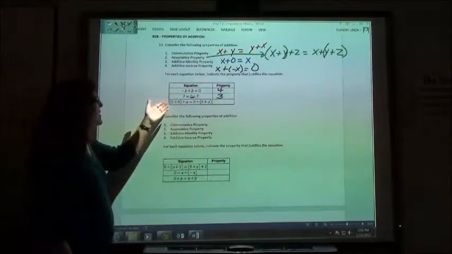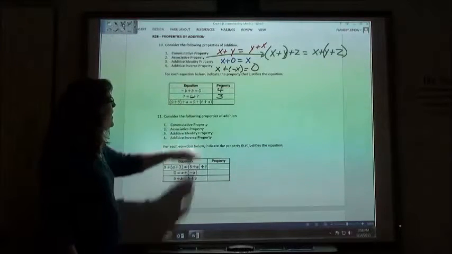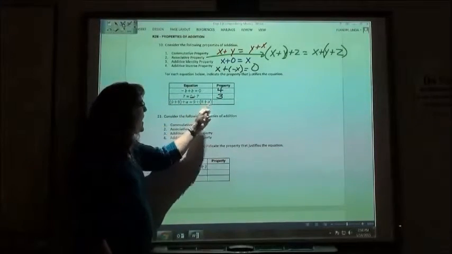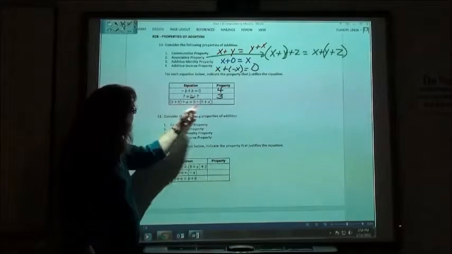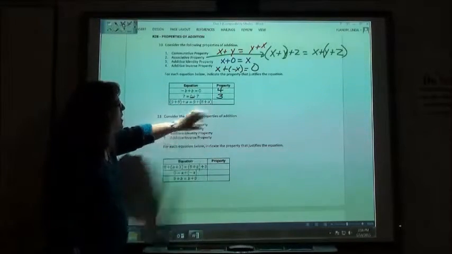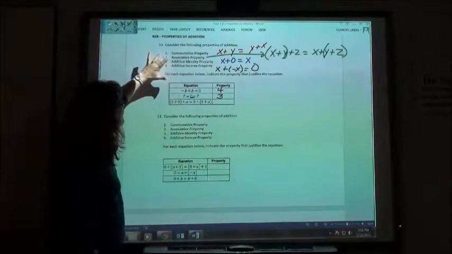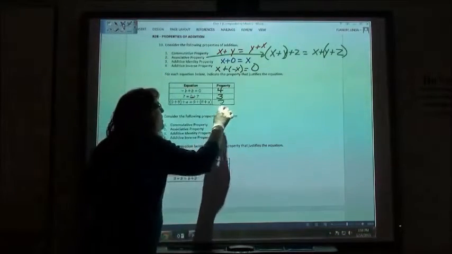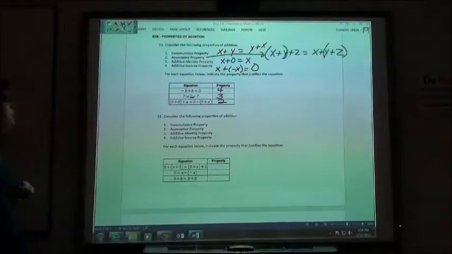The next one says 9 plus 8 plus a equals 9 plus 8 plus a. Notice everything's the same except where the parentheses are. Here the parentheses are around the first 2. Here the parentheses are around the second 2. That's my associative property of addition. So number 2.